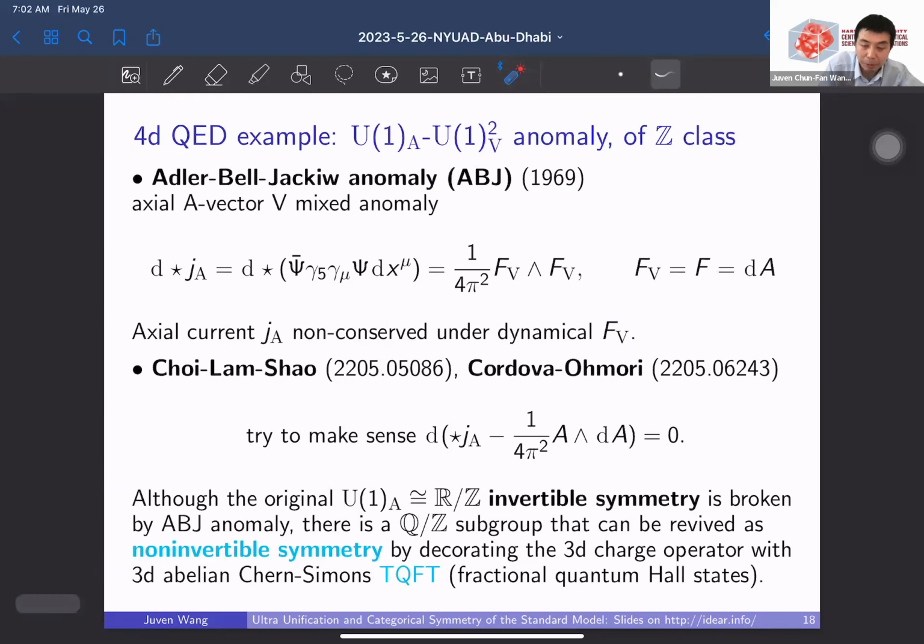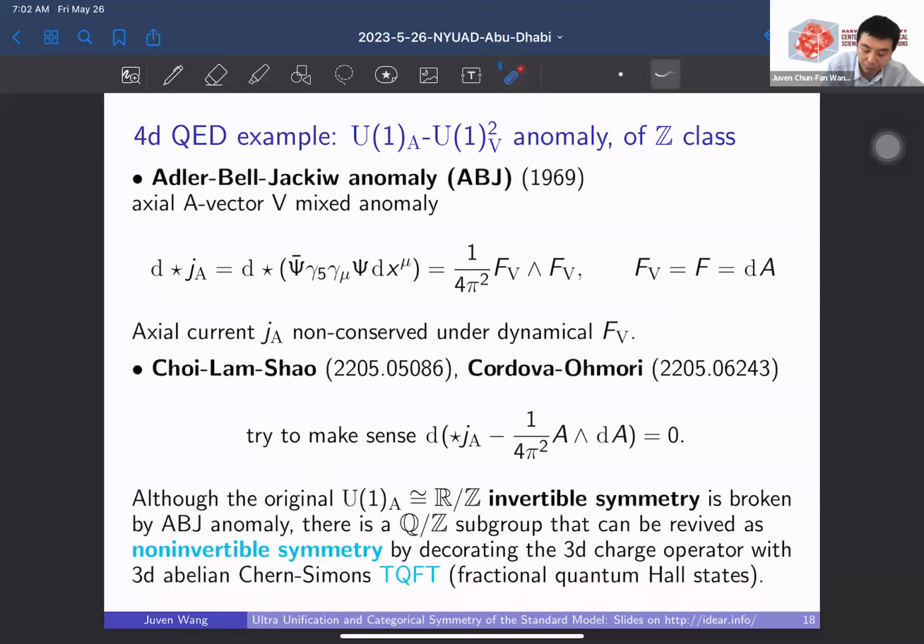And there has been work done on this other Weyl-type anomaly for this story, saying that in QED the U(1) axial current is not conserved due to the dynamical vector gauge bosons, and the axial current is violated through the F∧F terms. My friends did some work last year to revive and make sense of this axial current non-conservation by looking at the rational angle subgroup, such that those broken invertible symmetries can be revived by decorating the 3D charge operator with a 3D version of abelian Chern-Simons TQFT, as in the fractional quantum Hall states that Steve Simon talked about.